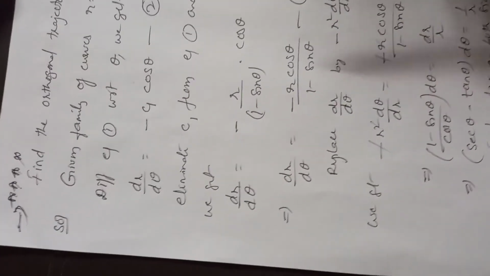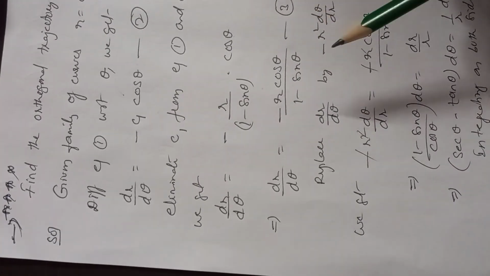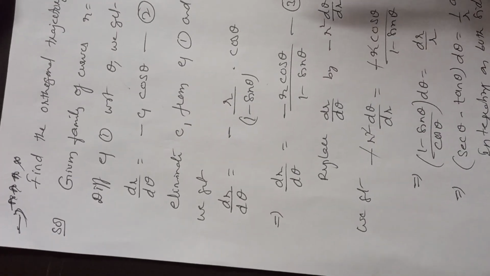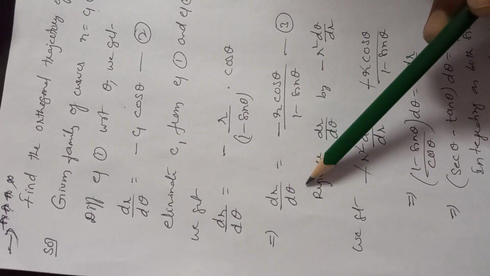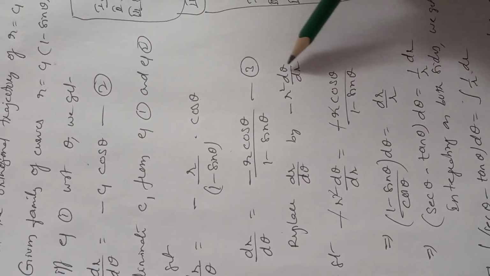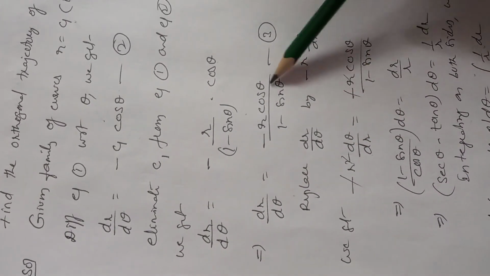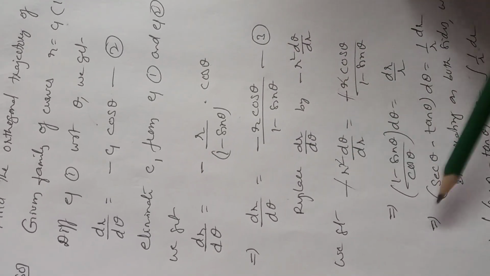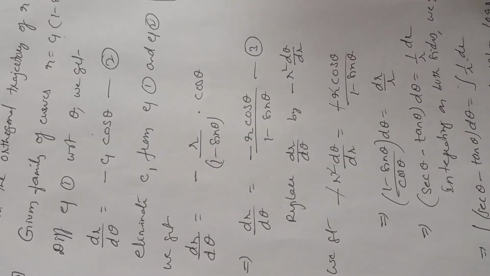To get the orthogonal trajectories in the case of Cartesian coordinates, we have to replace dy by dx by minus dx by dy, whereas in polar coordinates dr by dθ can be replaced by minus r square into dθ by dr. See, now this is replaced by this one, which is equal to the same, minus r cos theta by 1 minus sin theta. Minus minus gets cancelled here. R one time gets cancelled here. It is in variable separable form.